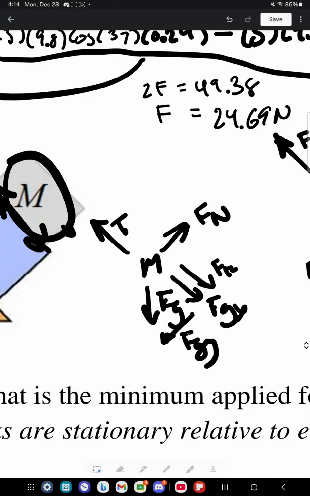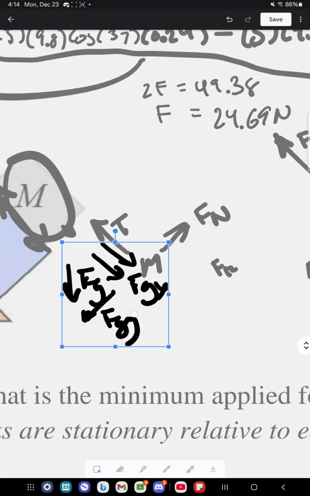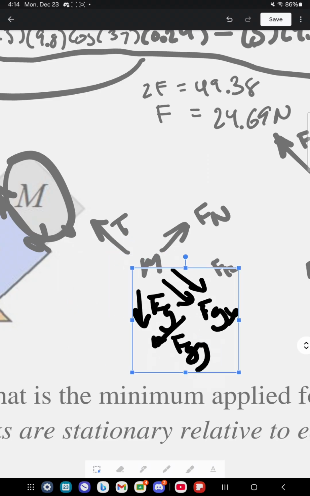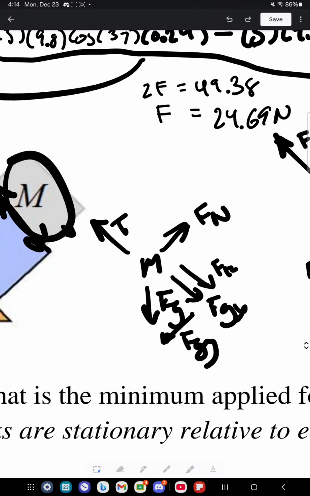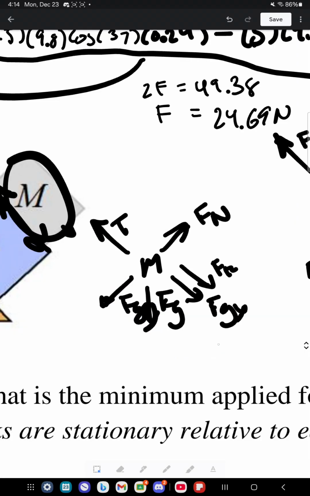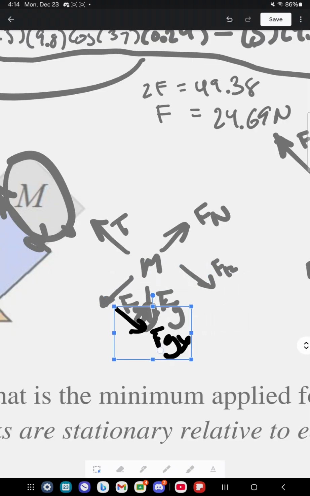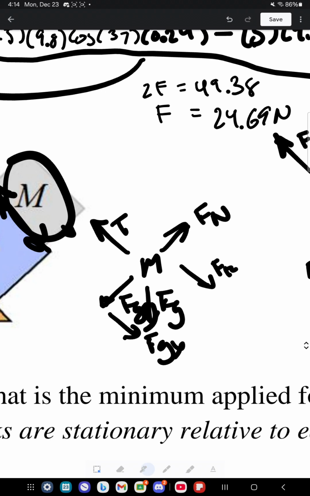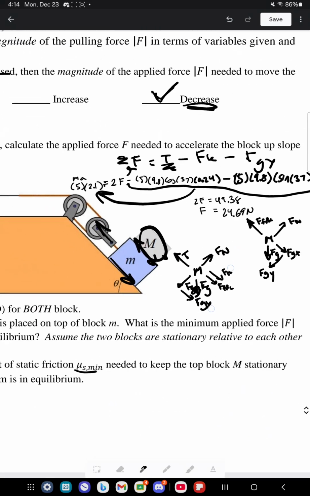So I'm just going to move the F of G's. F of GY, I'm going to move over here. F of GX, I'm going to move right here, just so I have more space to draw another F of friction of the top block.